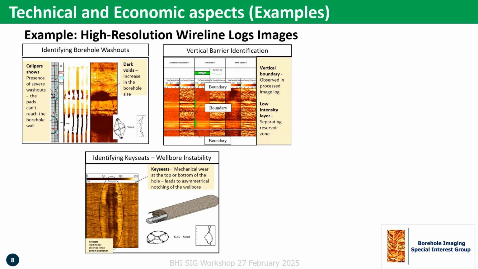We can see in the image itself. Yeah, in the second column of the first image, we have seen it in the image itself. So these dark voids are clearly showing the increase of borehole size. So moving on to our next one, this is also one of the examples here, vertical barrier identification.